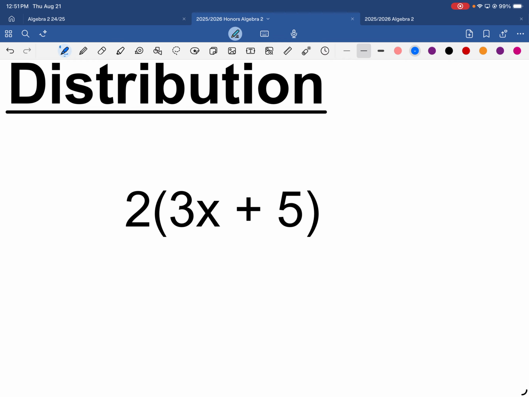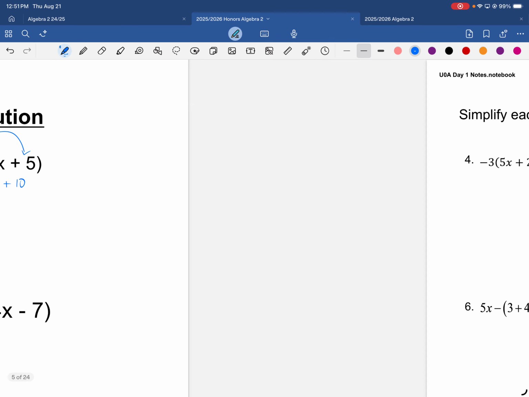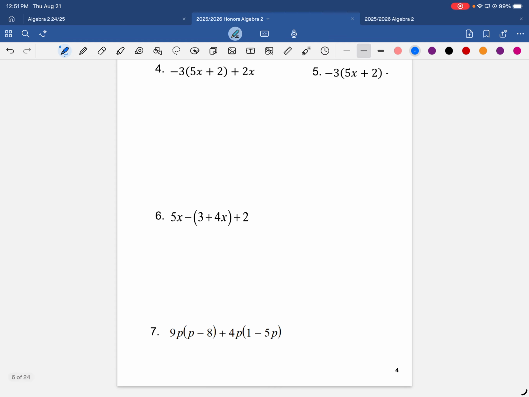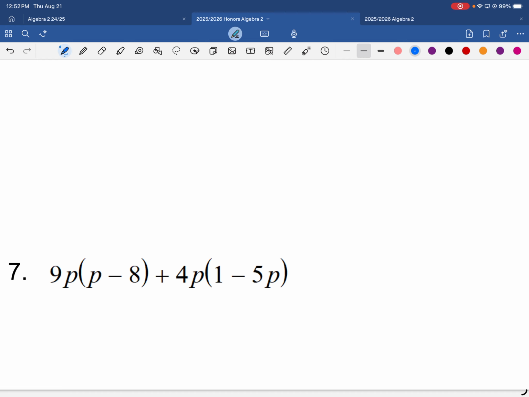Just remember when you distribute, to distribute means that you take that outside number times each of those terms that's inside. So in this case, we would have 6x plus 10. You're done. It's simplified. We're not solving. There's no equal sign. That's the distributive property. Again, you've seen the distributive property a lot. Just wanted to show it to you real quick because in the end, I don't need you to be able to do that type of problem. I need you to be able to do that type of problem. Go. See how you do with that one.